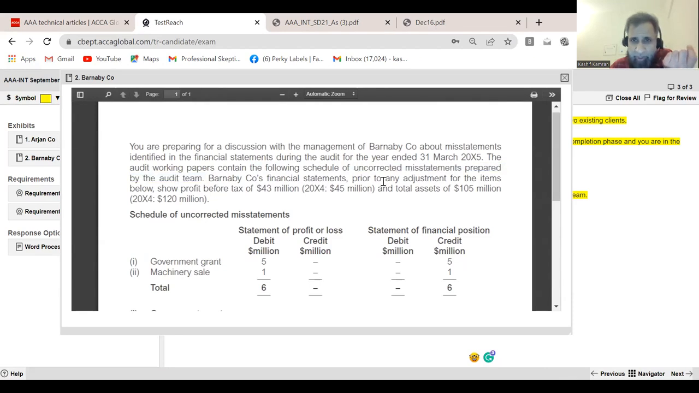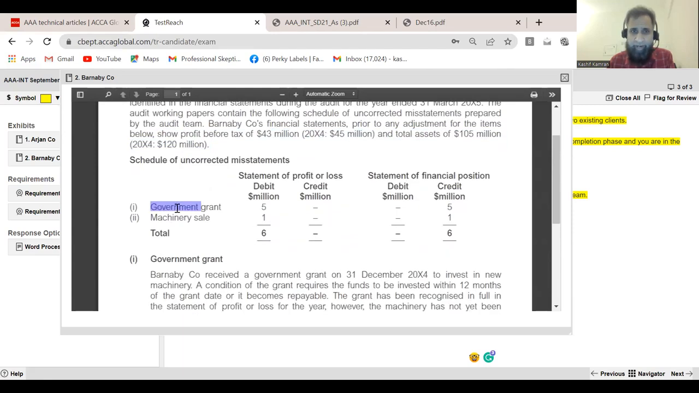Brannaby company's financial statements, prior to any adjustment of the items, show a profit before tax of 43 million and total assets of 105 million. So we need to use them for finding the materiality of the issues. We have two issues in the uncorrected misstatement. One is a grant and one is the machinery sale. So see the schedule of misstatement prepared by the auditor.